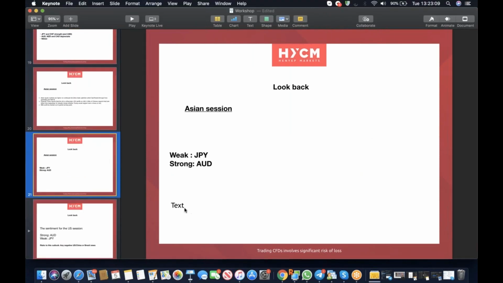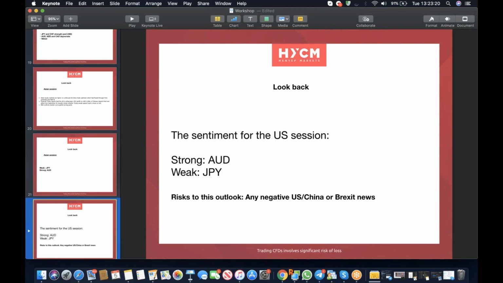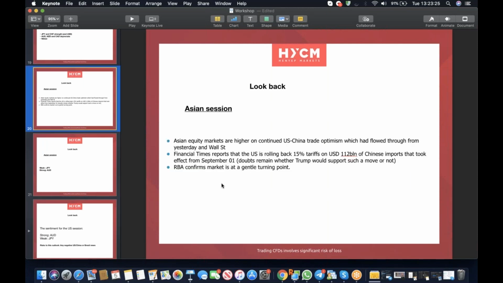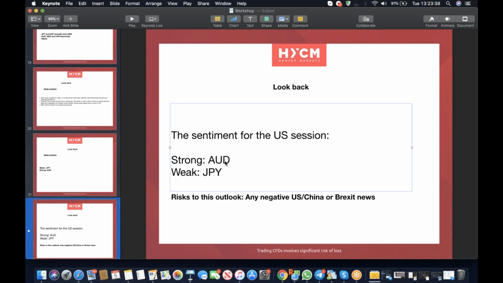So that means that going into the start of the European session, there was one currency pair that stood out, and it was very easy to quickly recognize it. It was the Australian dollar. See, the Australian dollar was strong for two reasons. RBA confirmed a gentle turning point, and there was optimism in the market about tariffs being rolled back and US-China trade optimism. So this meant that we should see a strong Australian dollar, weak Japanese yen, because we're in a risk-on market. Okay, so we've got what we're expecting.